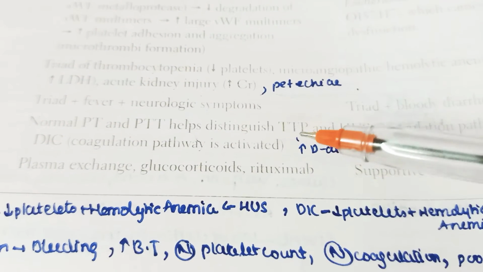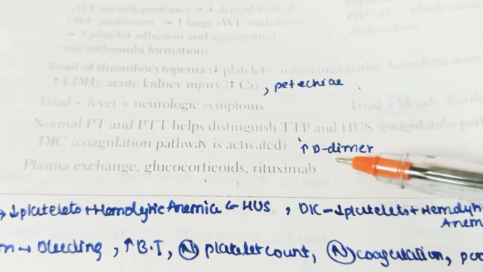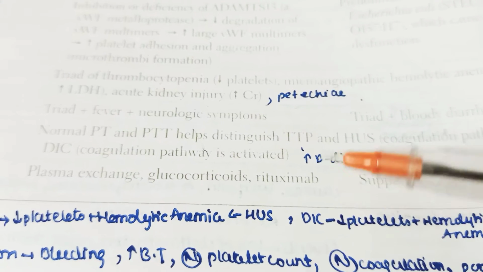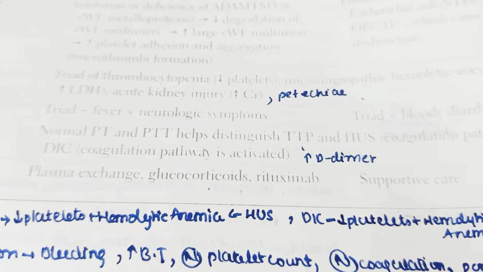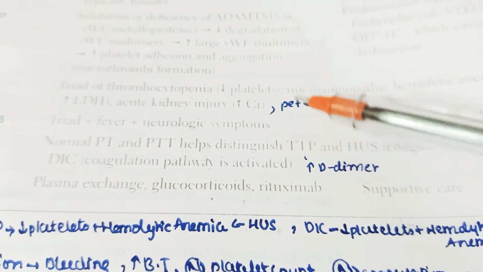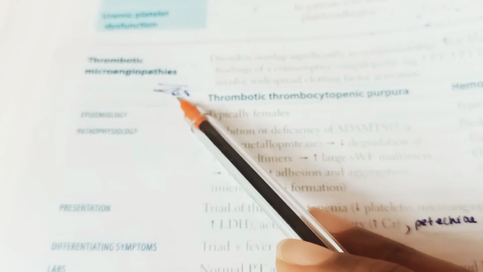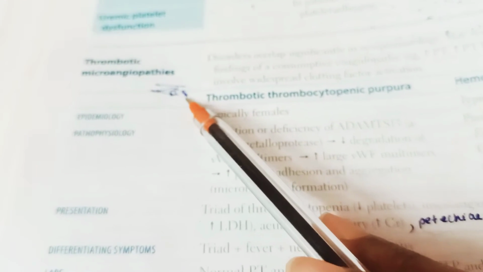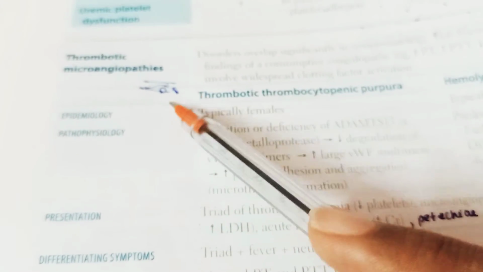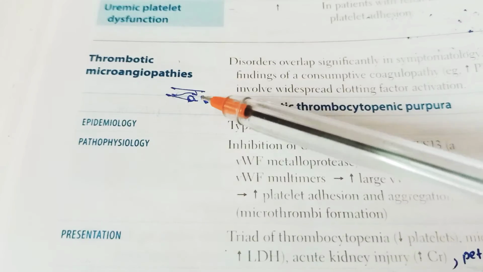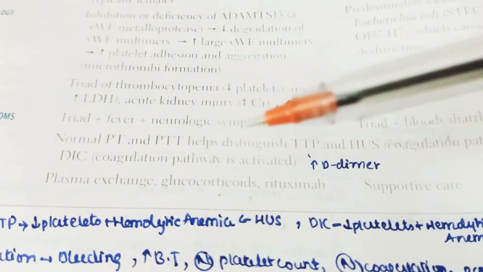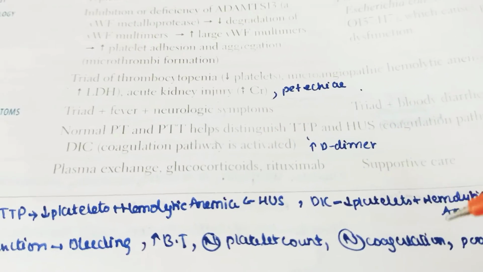Okay, and important in TTP, D dimer will increase. Why D dimer will increase? If you remember, if the fibrin plaque forms and if it degrades, next it forms FDP and D dimer. Here D dimer forms because it is passing through this narrow blood vessel. Some of the fibrin mesh, the clot which is formed here, may degrade later and it will increase the D dimer. Okay, next treatment is plasma exchange and also glucocorticoids and rituximab.